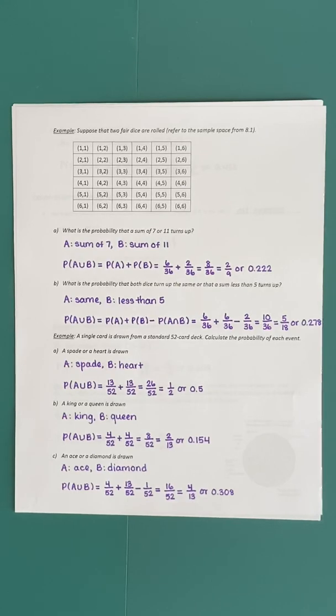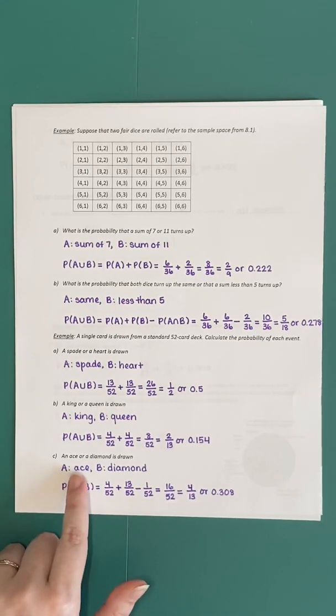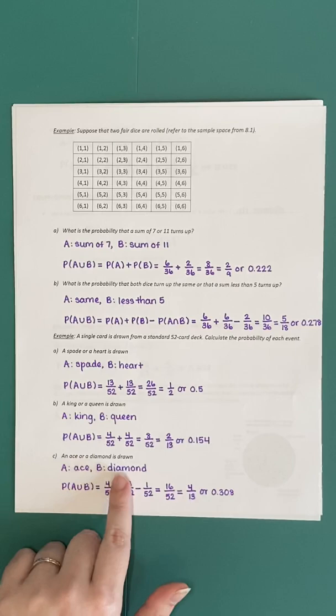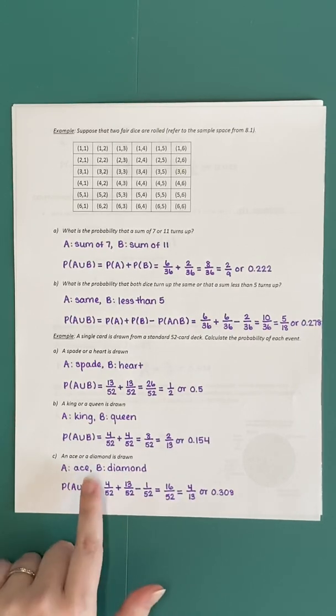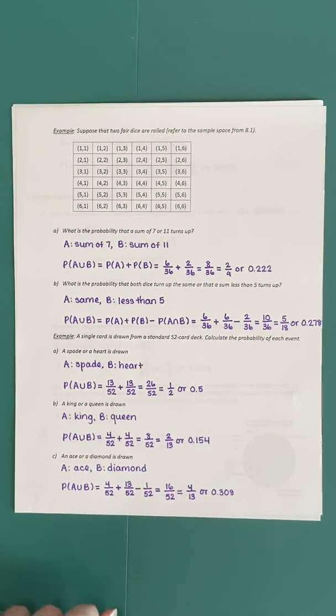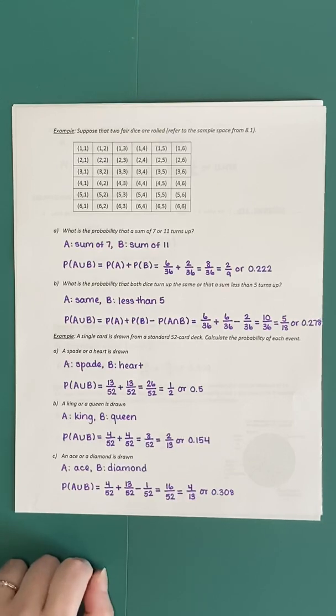Well, if it's both an ace and a diamond, then it has to be the ace of diamonds. That's going to be the only card, though, that represents both of these events occurring at the same time. But because that card will be counted as part of the outcomes for aces and part of the outcomes for diamonds, we do have to make sure that that outcome is not double counted when we calculate our probability.